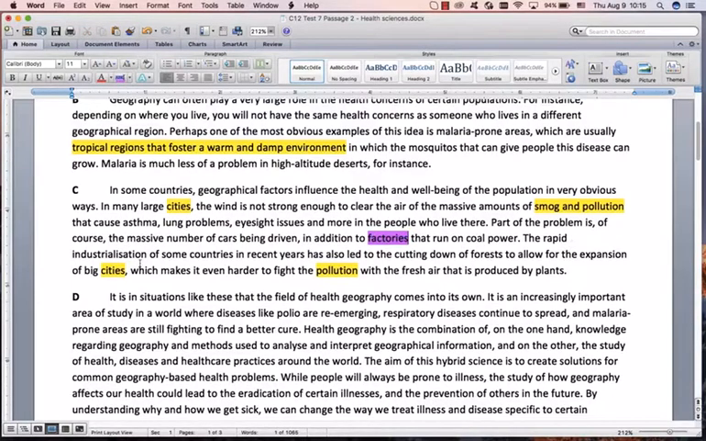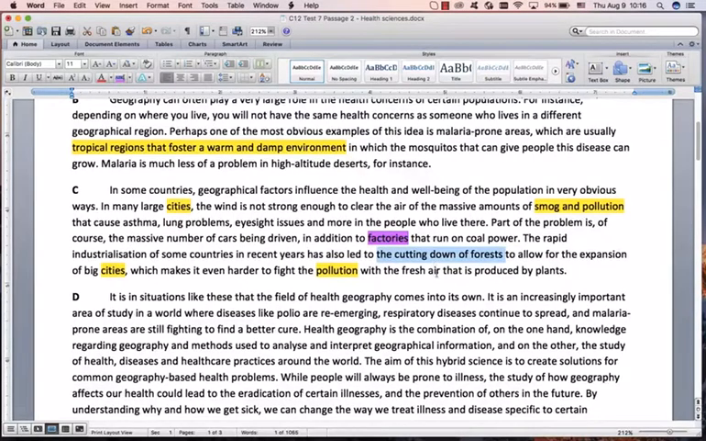So somewhere here, cutting down of forests to allow for expansion of cities, which makes it harder to fight the pollution by plants. So we know we're looking for plural or uncountable. It could be affecting the plants, but it's not, because we're talking about the impact of the city on something. So they're just talking about the plants produce fresh air. What is impacted? Where's a plural noun? And there is the answer.